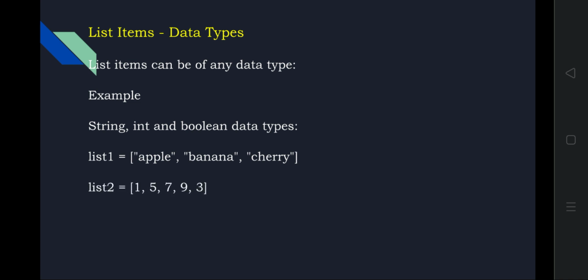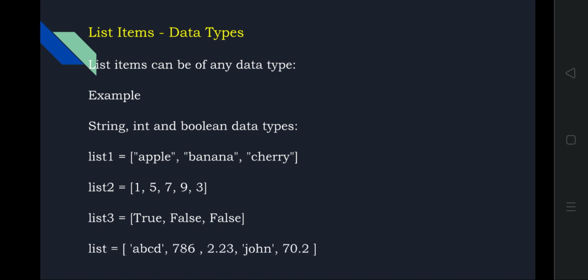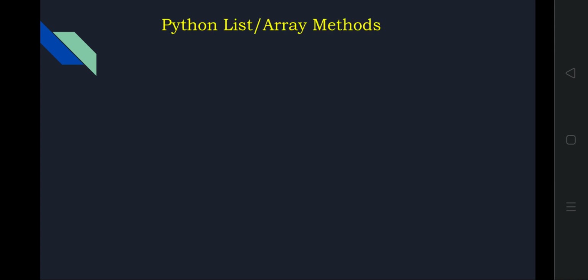And list 2 is 1, 5, 7, 9, 3, some values. And then list 3 is defined as true, false, false using the boolean data types. And list 4 is given with multiple data types like A, B, C, D, one string, comma 786, one integer, and comma 2.23 as a floating point value, and then John as the string, and then 70.2 as the floating point value. So a list can have mixed values of different data types. So this is how the list can be defined.